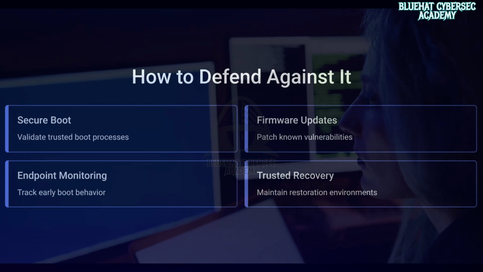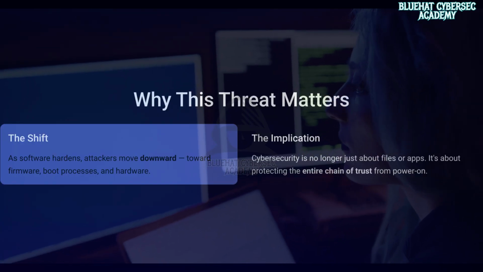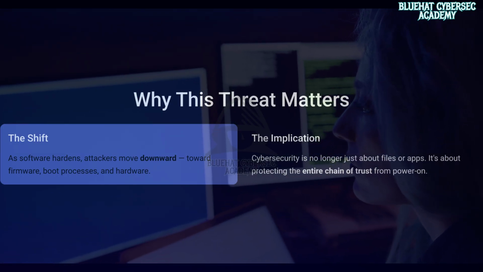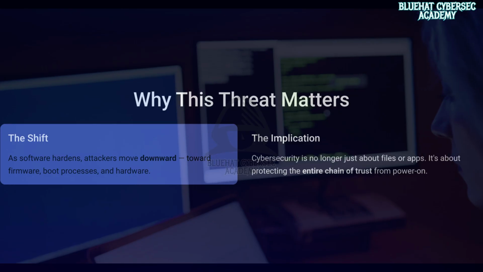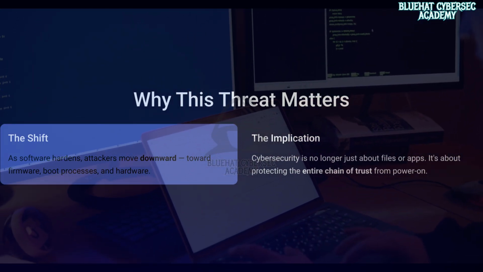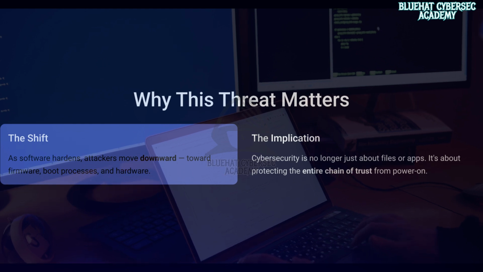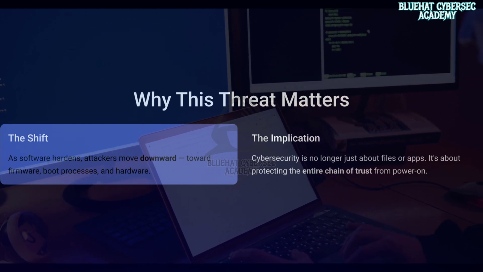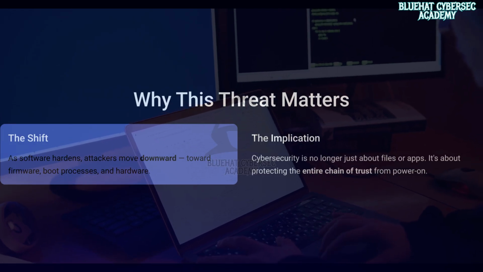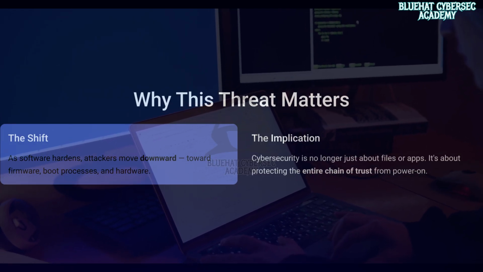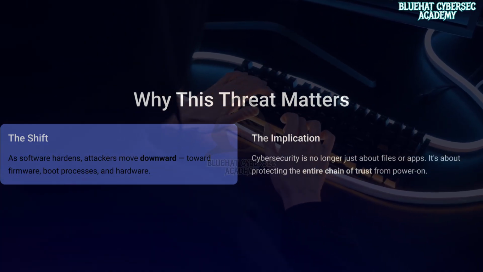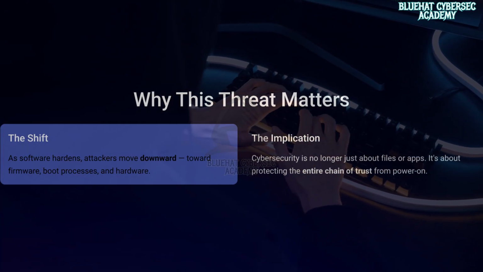One of the most important principles is simple: trust must begin at the hardware level, not just the software level. As systems become more secure at the software level, attackers increasingly shift downward toward firmware, boot processes, and hardware-adjacent components. Bootloader malware represents this evolution. It shows that cybersecurity is no longer just about protecting files or applications. It's about protecting the entire chain of trust from the moment a machine powers on. And as systems become more connected and critical to infrastructure, the impact of such deep-level infections becomes even more significant.